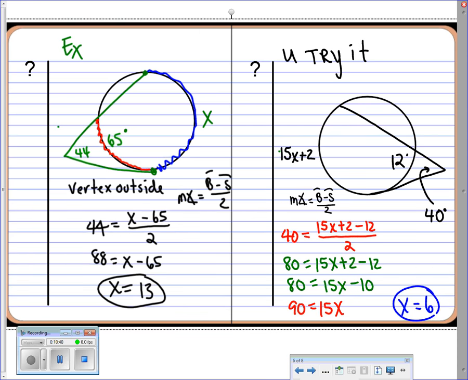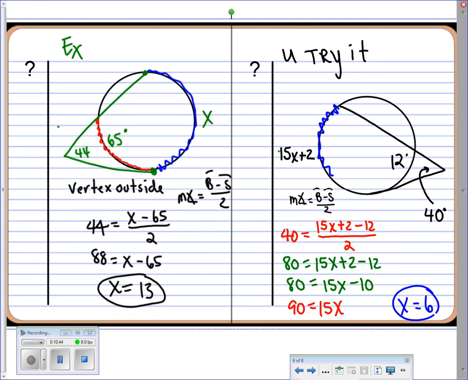And there you have it. X is equal to 6. Now, I could always ask you, what is the measure of this arc? You would have to take that and plug it right in there, and that would calculate the measure of that arc. But I didn't. So find X, you got it. Good job.